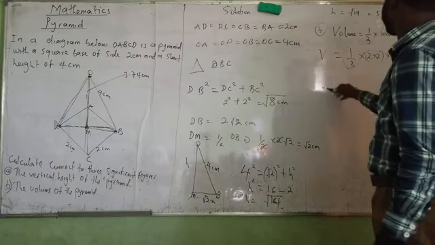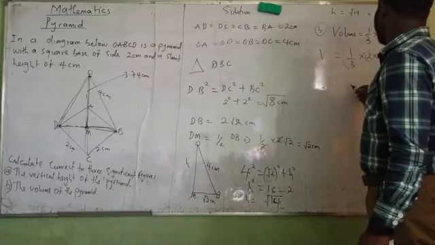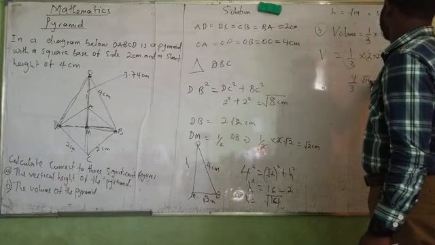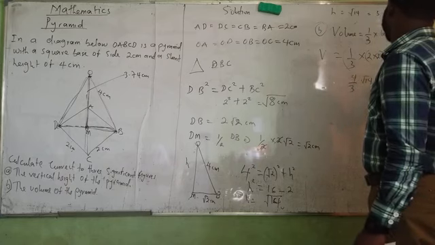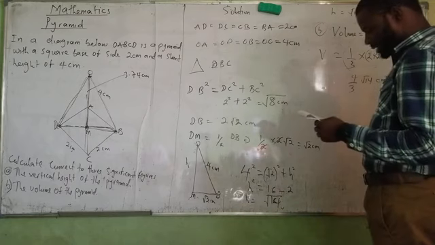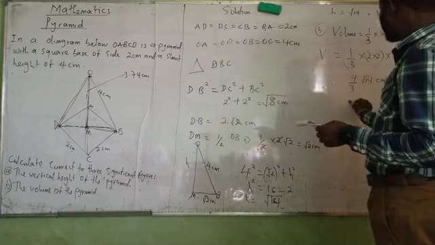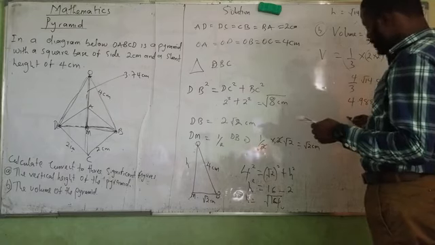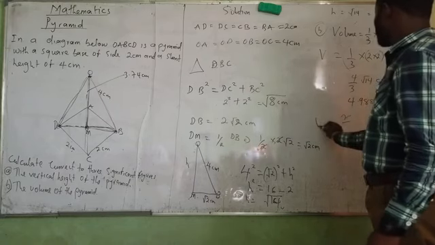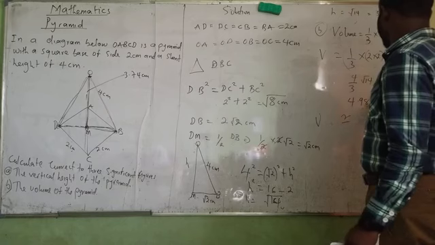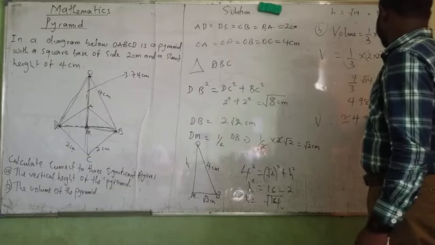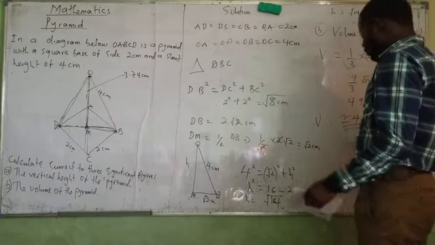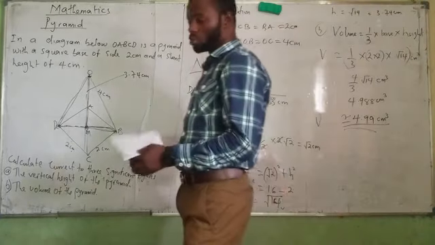Now, the unit is very important at this point. I will have 4 all over 3 root 14 centimeter cube, which I can now press on the calculator, and it will give me 4.98, so my volume will be approximately equal to 4.99 centimeter cube. That is the volume. That is all you need to do there.